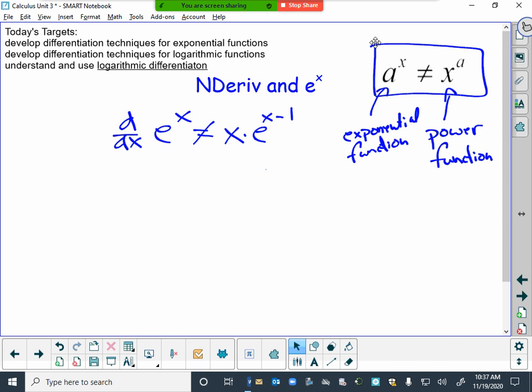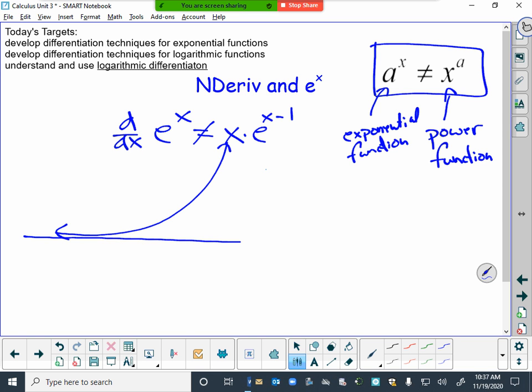Okay? For one thing, our exponential functions we know have graphs that look like this. And so what can we say about the slope of the tangent lines on a graph that looks like that? Tangent lines should always be positive. Well, x times e to the x opens that x up to give me a possibility of something that is negative. And I don't have any negative tangent line slopes on here.